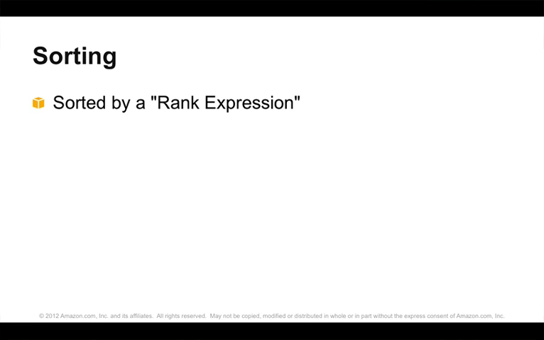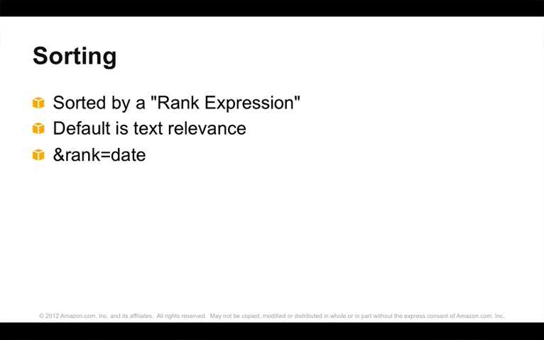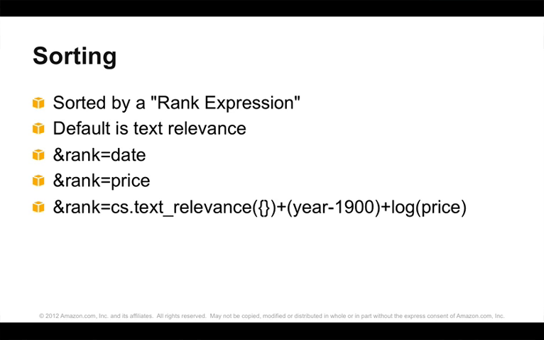Results in Cloud Search always come back sorted, and they are sorted by what we call a rank expression. The default rank expression is simply text relevance, but you can also sort on a field like date or by price, or you can sort by a combination of text relevance, date, price, and other fields.